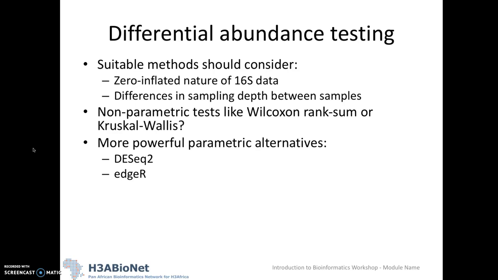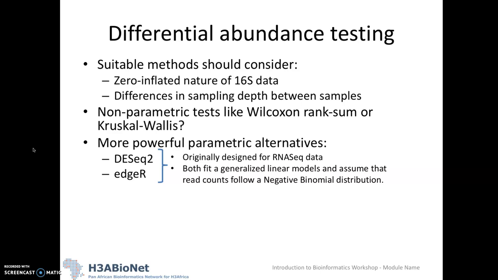and edgeR, which are R packages that were originally designed for RNA-seq data, and both fit generalized linear models and assume the read counts follow a negative binomial distribution, and they primarily differ in the way that the normalization between samples is achieved. So the negative binomial model does not fit data that well when we have a lot of zeros, which we often find in 16S data where several samples may not have that taxa at all, and it just occurs in a few of your samples.